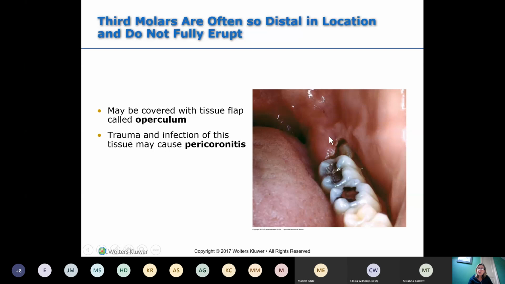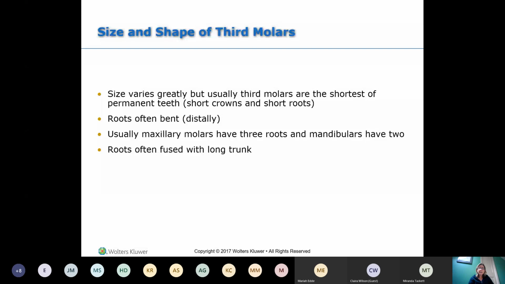And if it becomes traumatized, like when you're chewing, if you bite on that and it gets swollen and inflamed or infected, it's called pericoronitis. And we talk more about pericoronitis in perio. So third molars, again, this is just the same thing. They vary in size and length and shape, and that's it.